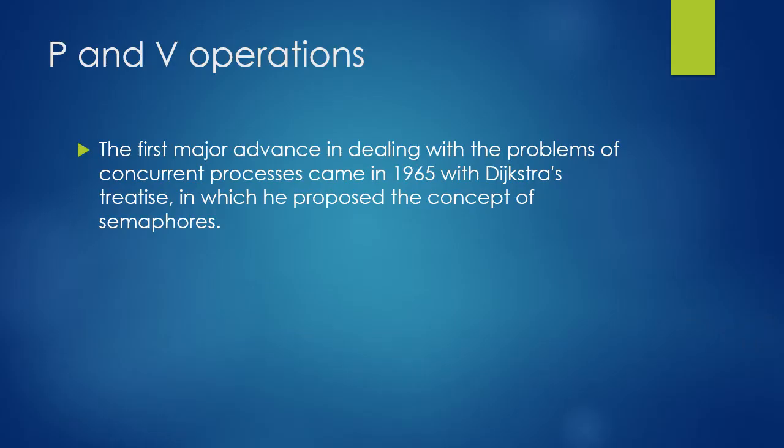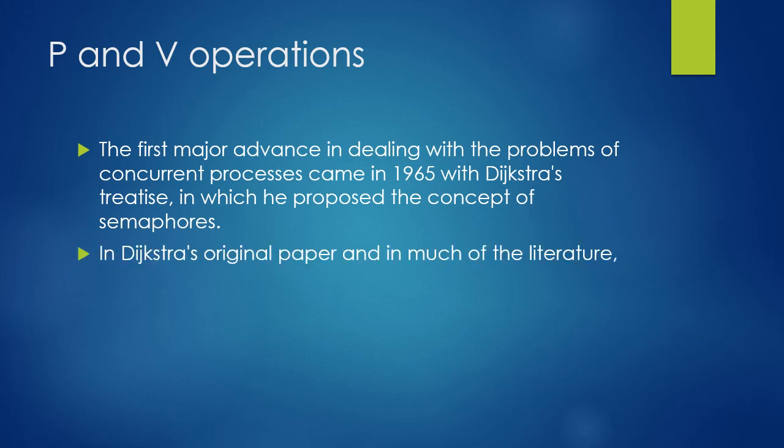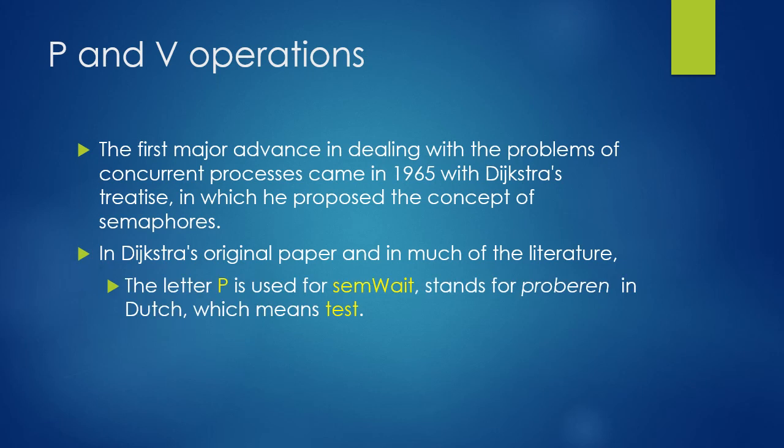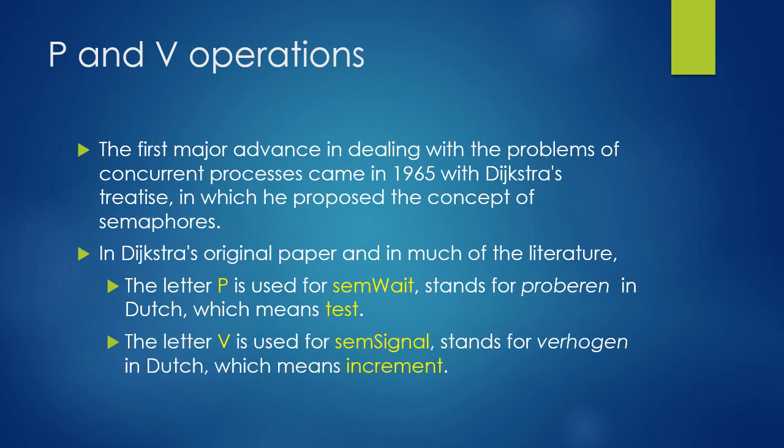P and V operations. The first major advance in dealing with the problems of concurrent processes came in 1965 with Dijkstra's treatise, in which he proposed the concept of semaphores. In Dijkstra's original paper and in much of the literature, the letter P is used for simwait, stands for proberen in Dutch, which means test. The letter V is used for sim_signal, stands for verhogen, which means increment in Dutch.